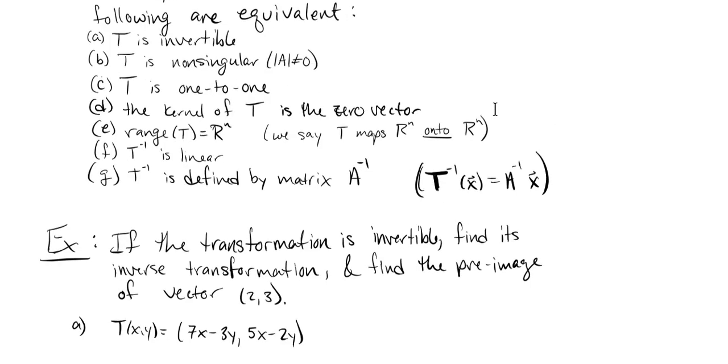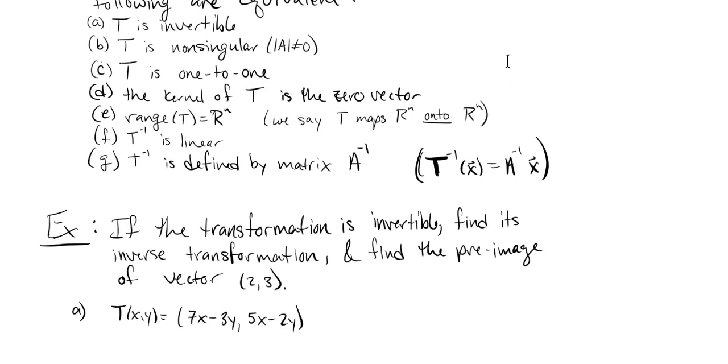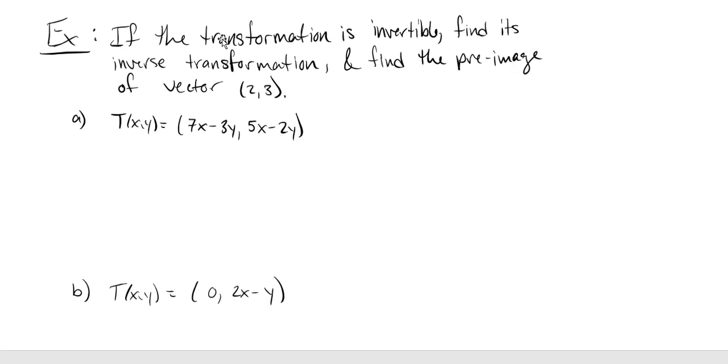That's all we're saying. The inverse of a transformation T defined by matrix A just looks like multiplication by its inverse, matrix A inverse. A couple little examples here to end this lesson. If the transformation is invertible, find its inverse transformation and find the pre-image of the vector 2, 3. So here, you could figure this out pretty quick. This is from two variables, the x and y variables, so that's R2, to a two-variable vector in terms of x and y, so that's R2 to R2.